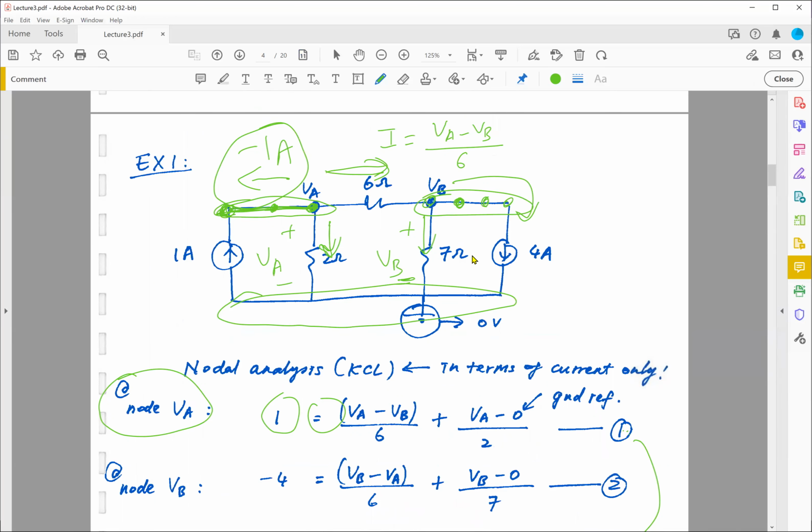And if I ask you to find the current flowing through this 6 ohm resistor, then once you know VA and VB, you know how to calculate I. This is what we did earlier. So I is simply VA minus VB, the voltage drop across the 6 ohm resistor, divided by 6 ohm. Ohm's law: V is equal to I times R.